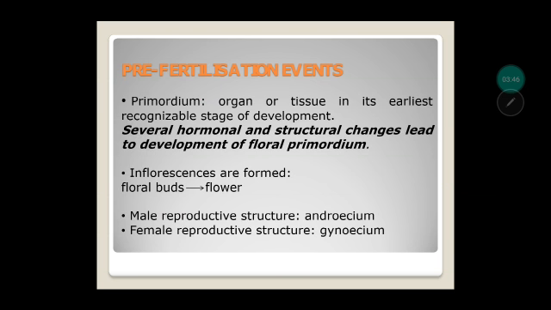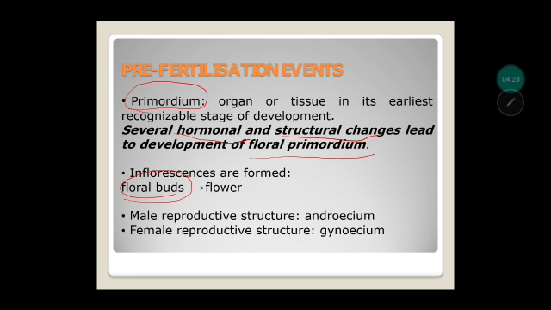So few terms which you should remember in this chapter. One is primordium. Primordium means anything which is the basis of something to develop. So it is an organ or tissue in its very early stage of development. Like flower bud is there, that is a floral primordium. Several hormonal and structural changes are going to happen in this primordium so that the flower is ready for reproduction. So floral primordium would be the flower bud. Later on, when hormones and different structural changes are taking place, then proper flower is being formed.